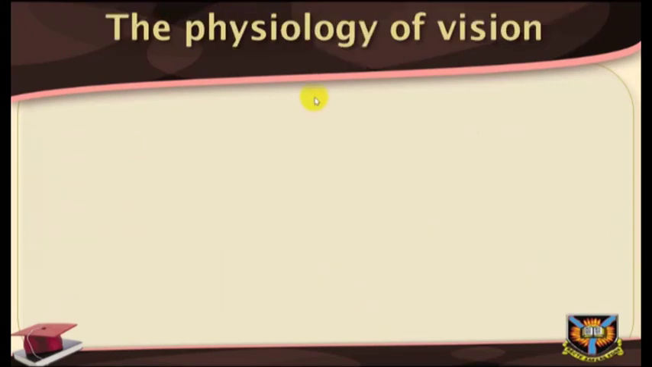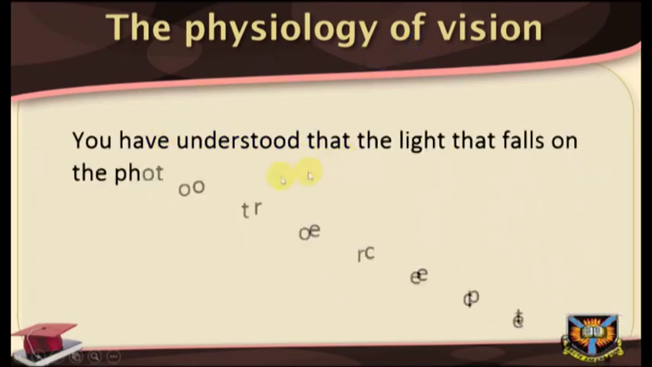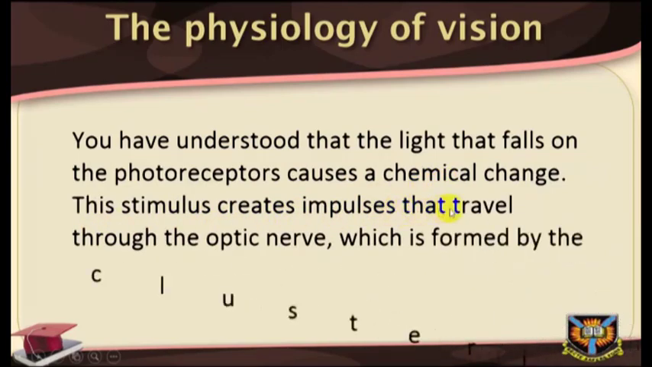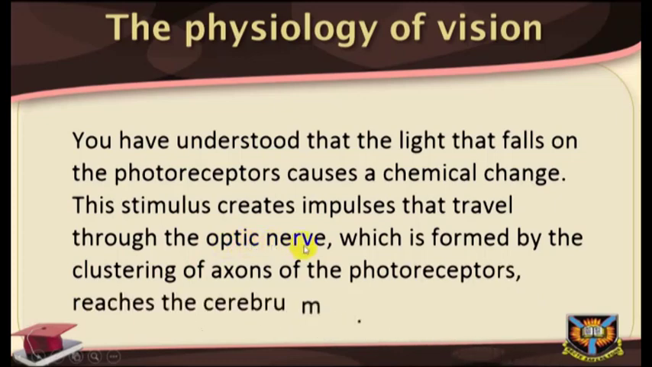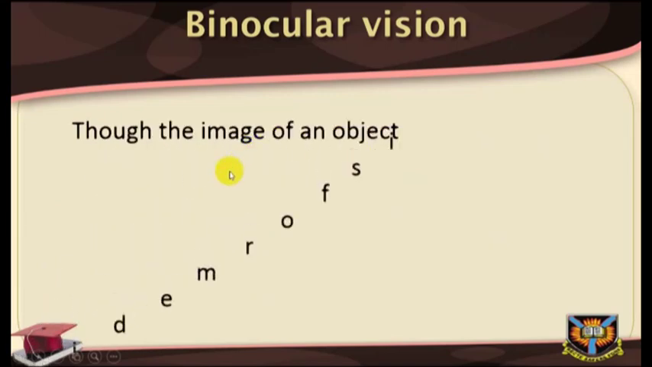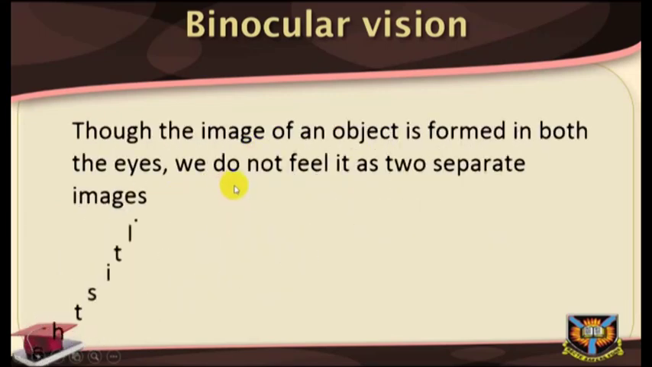The physiology of vision. You have understood that the light that falls on the photoreceptors causes a chemical change. This stimulus creates impulses that travel through the optic nerve, which is formed by the clustering of axons of the photoreceptors, and reach the cerebrum. The process involves refraction of light rays, changing the size of the pupils and accommodation of the eyes. Though the image formed in the retina is inverted, it is the cerebrum that makes the vision a reality.